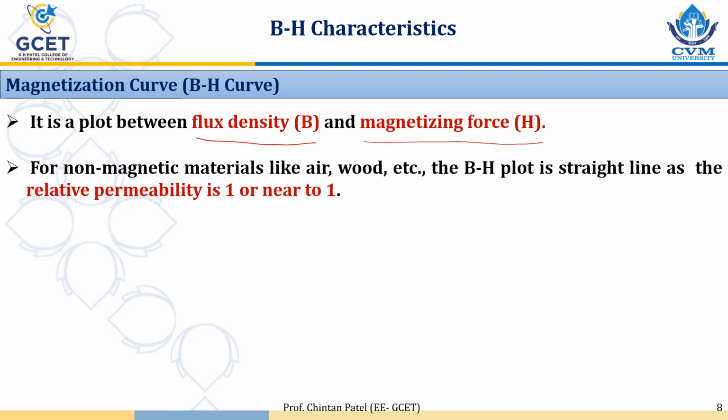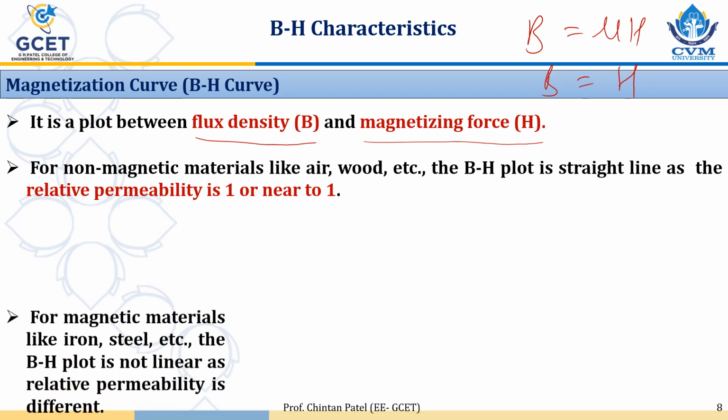Non-magnetic materials are the materials having very small value of relative permeability, around 1 or less than 1, like air, wood, paper, etc. For non-magnetic material, BH curve is a straight line because the mu value is 1. So when you say B is equal to mu H, mu value is 1, so B is nearly equal to H. So the graph between B and H is a straight line.